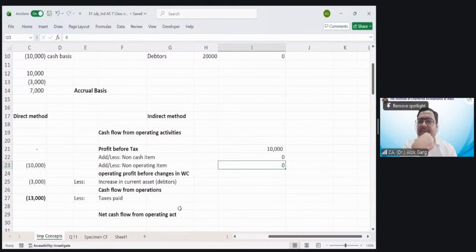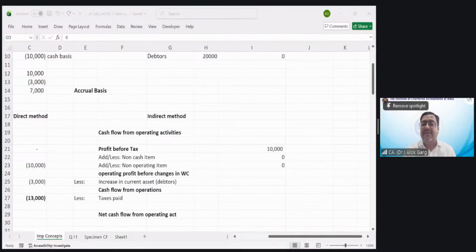in your P&L, interest received is there, interest paid is there, interest received on fixed deposits. Whether it will be part of your P&L or not? Yes, it will be part of your P&L. But is it an operating activity? Interest received is an investing activity, right? It is, but it is part of your P&L.